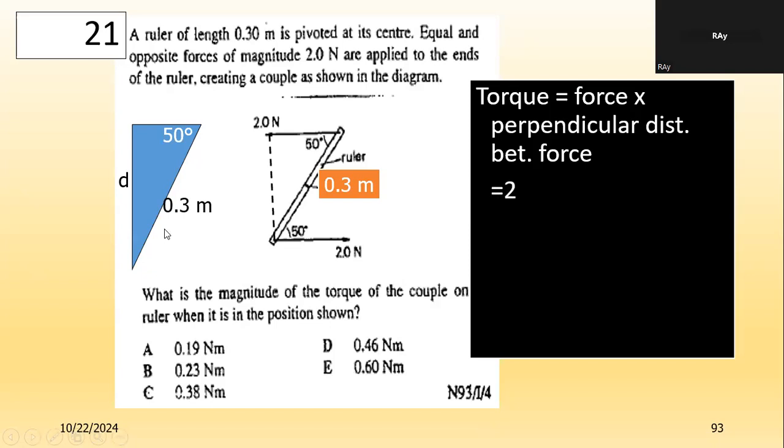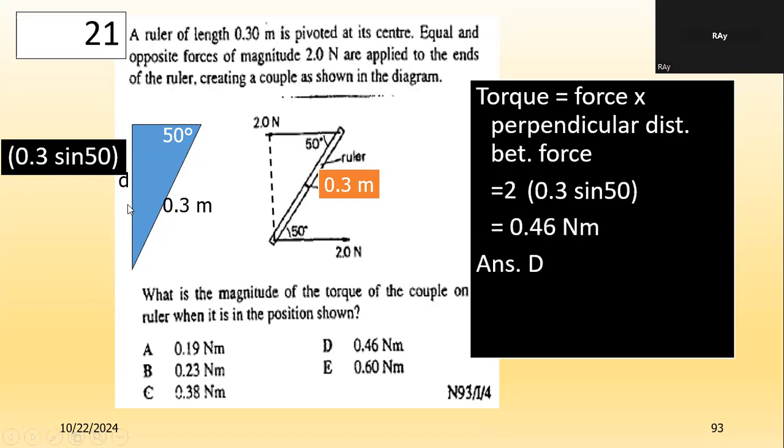The torque is force times perpendicular distance. The force is 2 Newton, take 1 force, and the perpendicular distance is your 0.3 away from the angle, so 0.3 sine 50. The answer is D. Can? Your question only involves up to D, no E.